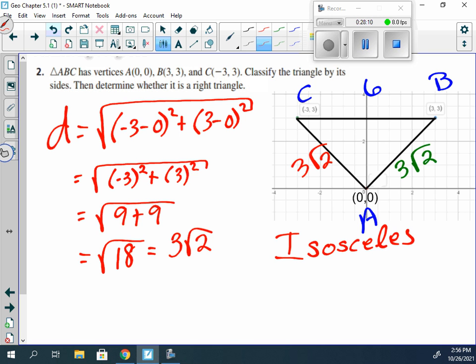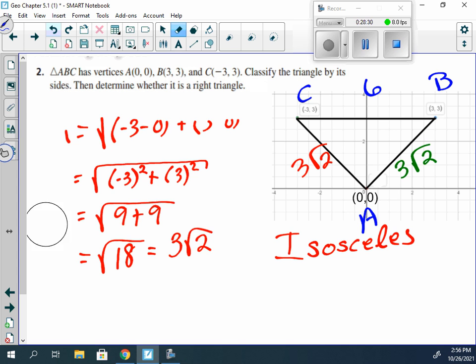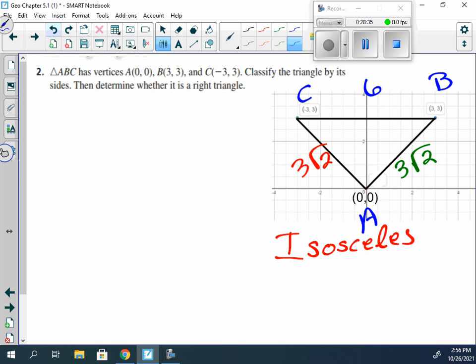It would be isosceles because we have two sides that are the same. Any questions on this before we determine whether or not it is a right triangle? If it is a right triangle, most likely where's our right angle going to be? At this one here, because most likely that's where the right angle is going to occur.